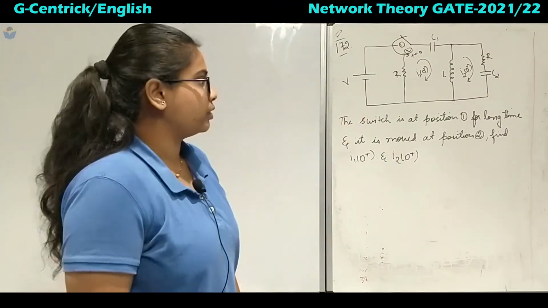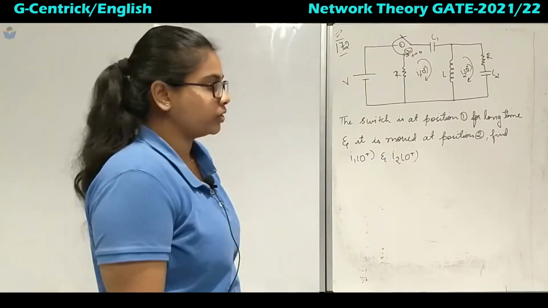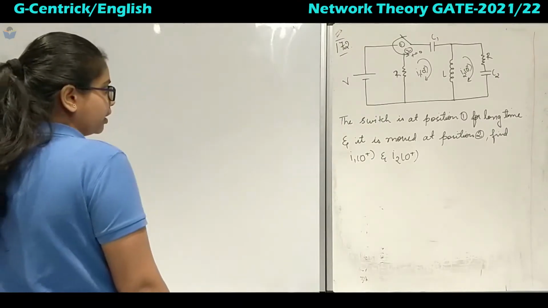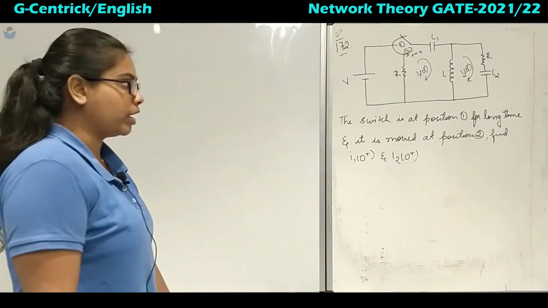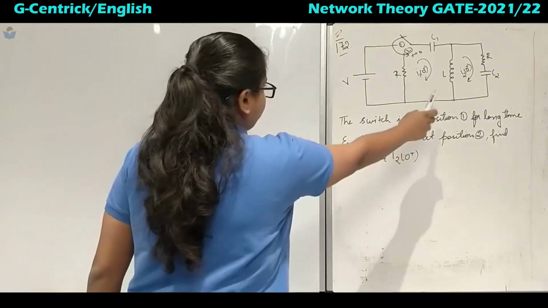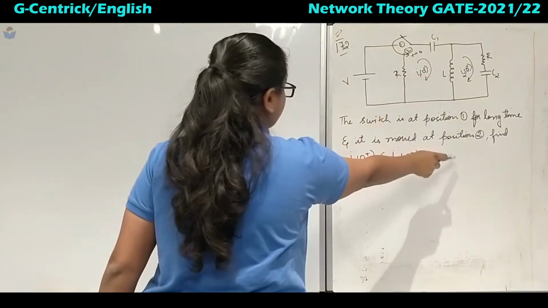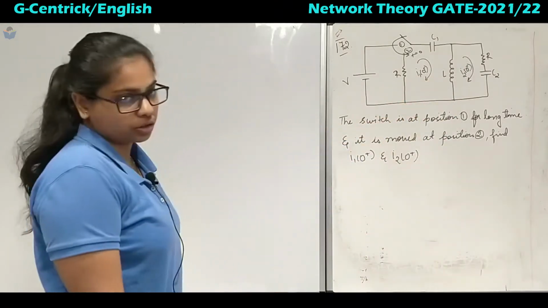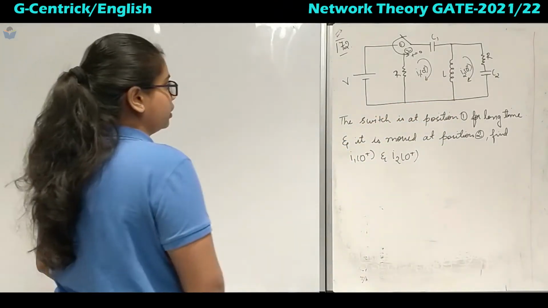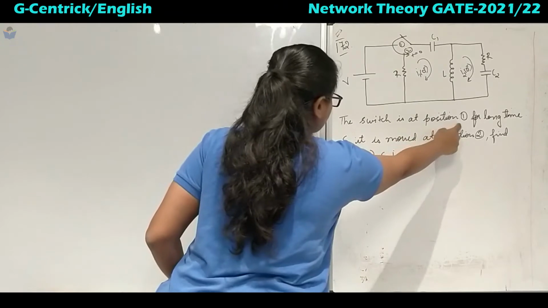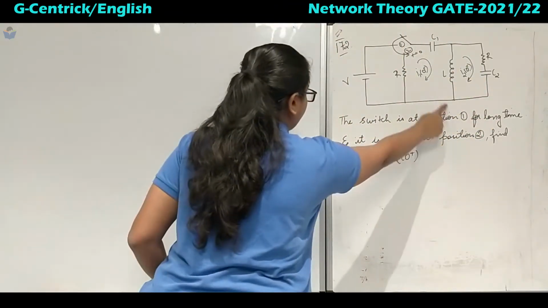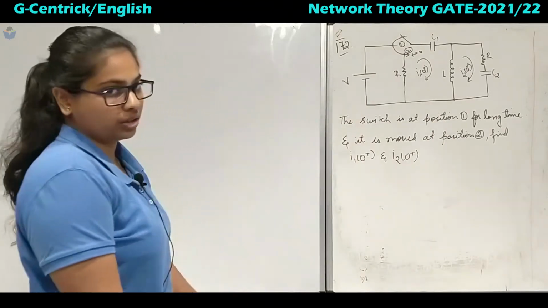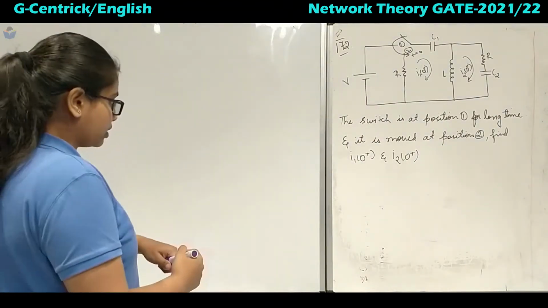So in this lecture we will still continue with the problems on transients. Now we have reduced these parameters only to get the specific values. We have to evaluate I1 of 0 plus and I2 of 0 plus. The switch is at position 1 for a long time, and at t equal to 0 it will shift to position 2. So we'll start with step 1.